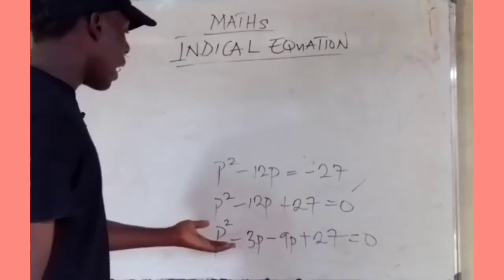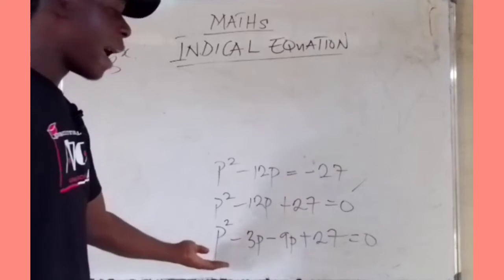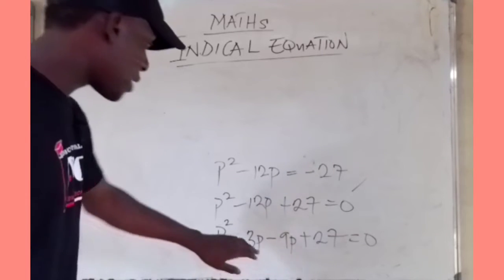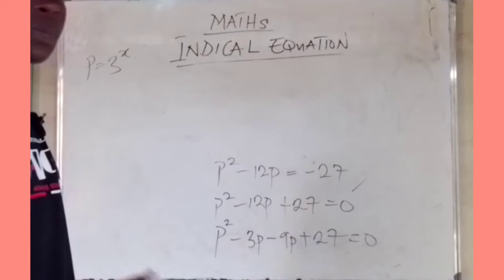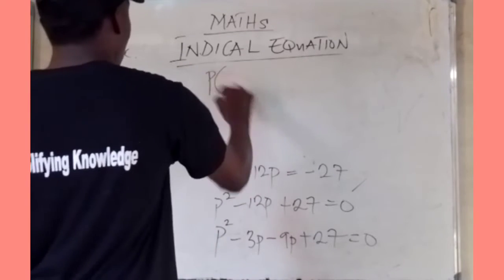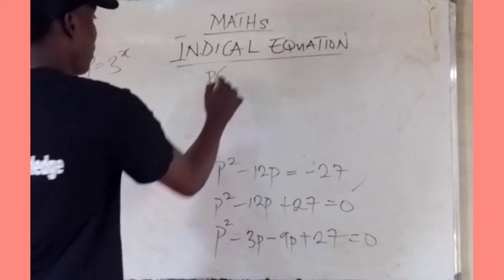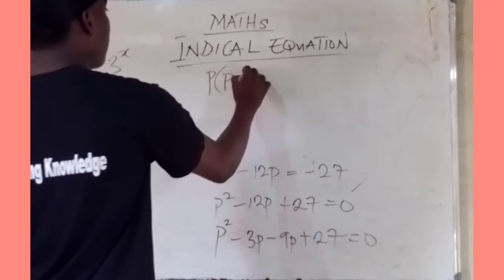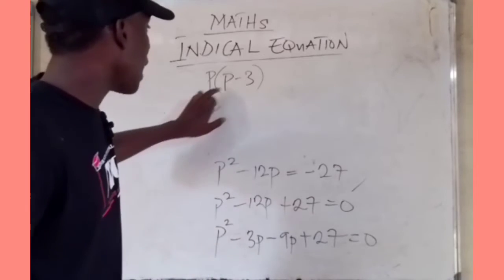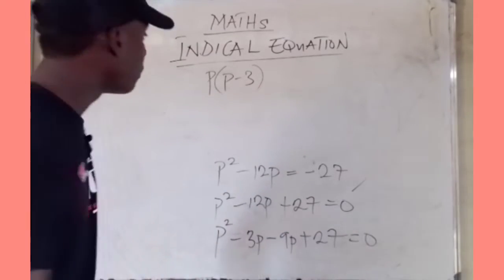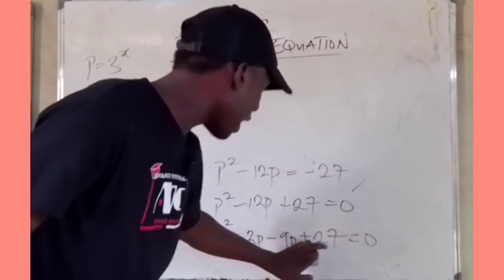So from here, I will factorize, because that's the method, factorization. Let's factorize this. Now look at p squared and minus 3p. They have something in common, which is p. So I'll bring out p, and inside the bracket I have p minus 3. Now this p times p gives me p squared, and p times minus 3 gives me minus 3p.